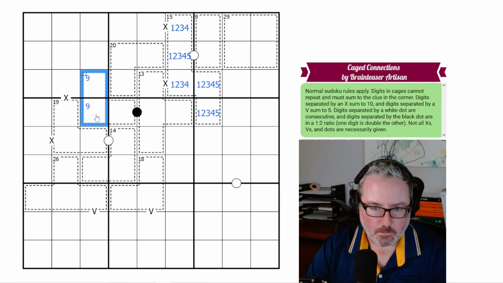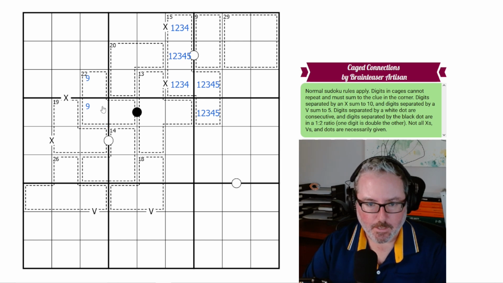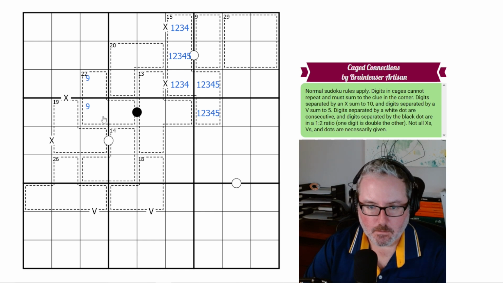Now, generally, I don't like to do this type of notation across a border, but at this point, I think it's perfectly fine. I can see that I'm looking at this cage right now. If things change, I might mess with that a little bit.